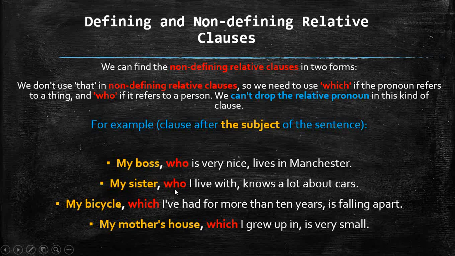My sister, who I live with, knows a lot about cars. My bicycle, which I've had for more than 10 years, is falling apart. My mother's house, which I grew up in, is very small. So look, the relative clauses start here with the relative pronoun and end with the period. These are the relative clauses.